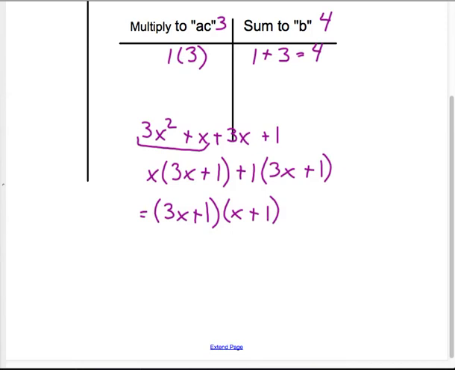All right, so that is factoring trinomials. Tomorrow we're going to take a look at putting all of the types of factoring together and doing some combination factoring.